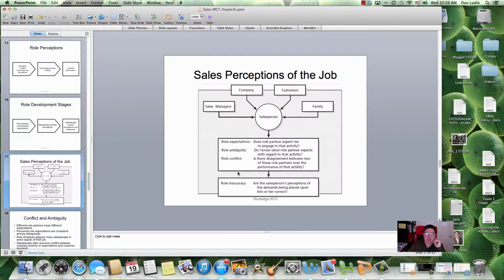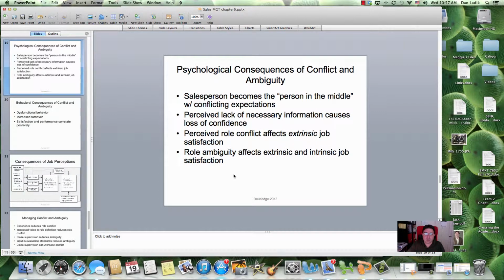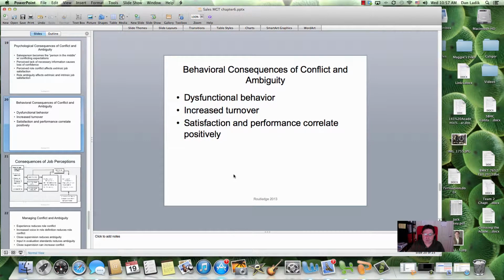Perceptions on the job. So when we talk about this, we have managers, the company, the customers, and family. All this impacts the salesperson. So then we get into our role expectations, ambiguity, conflict, and finally we get some kind of level of accuracy. How role accurate are we? I think we've hit this good enough here, but again, conflict and ambiguity are two of the main constructs that people explore in this area. I think this is self-explanatory here.